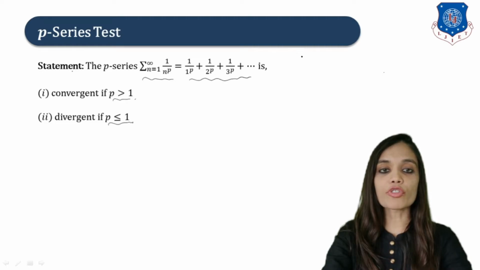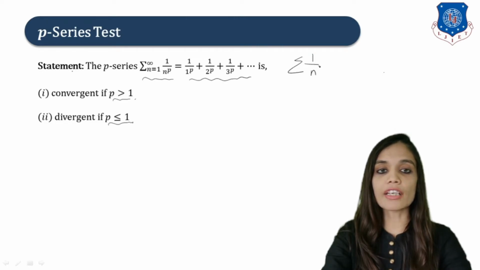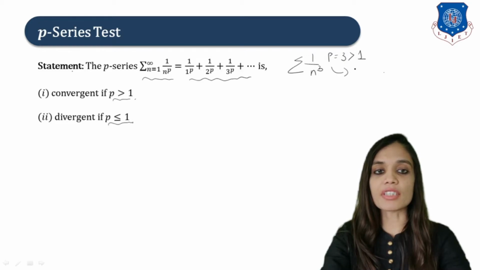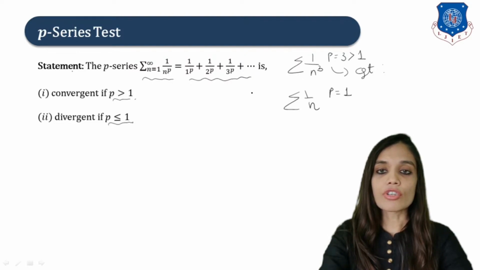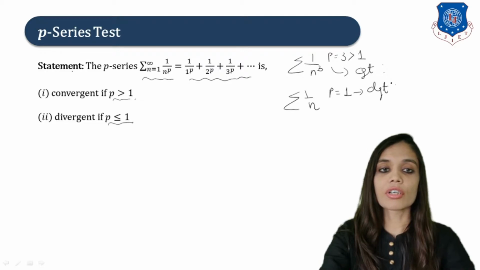For example, if you are given the series 1 upon n cube, then on looking at the series you can judge the value of p. So p is 3, which is greater than 1. So by the P series test, this given series is convergent, right? Now if you are given 1 upon n as a series, here the value of p is 1. So by the P series test, the given series is divergent, right?